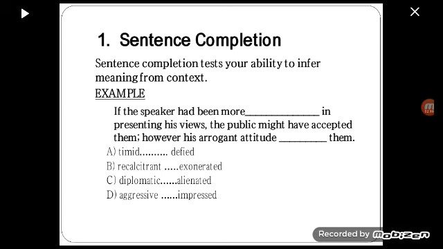The item: if the speaker had been more blank in presenting his views, the public might have accepted them. However, his arrogant attitude blanked them. And the options given: A, timid, defied; B, recalcitrant, exonerated; C, diplomatic, alienated; and D, aggressive, impressed.